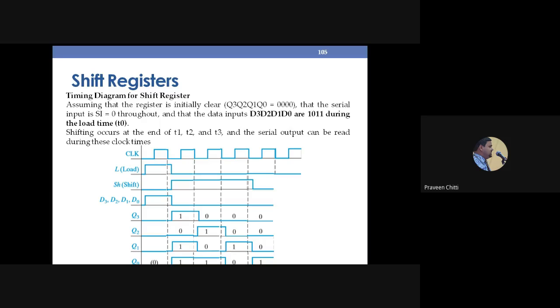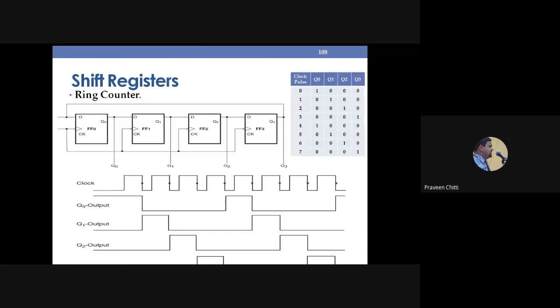Whenever you are explaining counters or shift registers, you compulsorily have to draw the timing diagram, otherwise you will lose marks. You have to draw the block diagram, and you have to compulsorily write or draw the timing diagram. Without the timing diagram, your answer is incomplete. Okay, that's shift register. Okay, then ring counter.